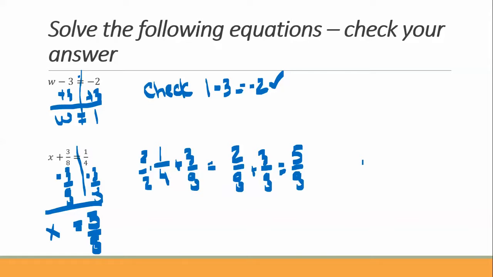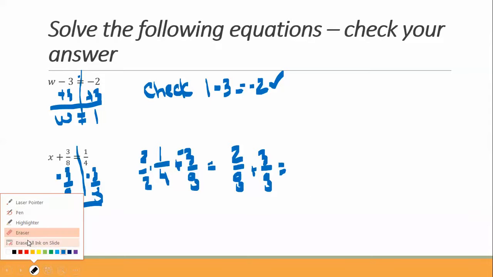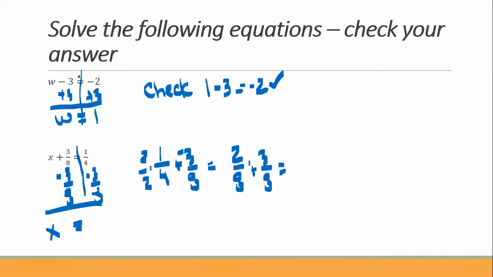So let's check our answer. Oh, but that was negative. We subtracted 3/8, not added 3/8. Oops. See, everybody can make mistakes. So this is then negative 3/8. So 2 plus a negative 3 is negative 1/8. That's probably going to work a little better.